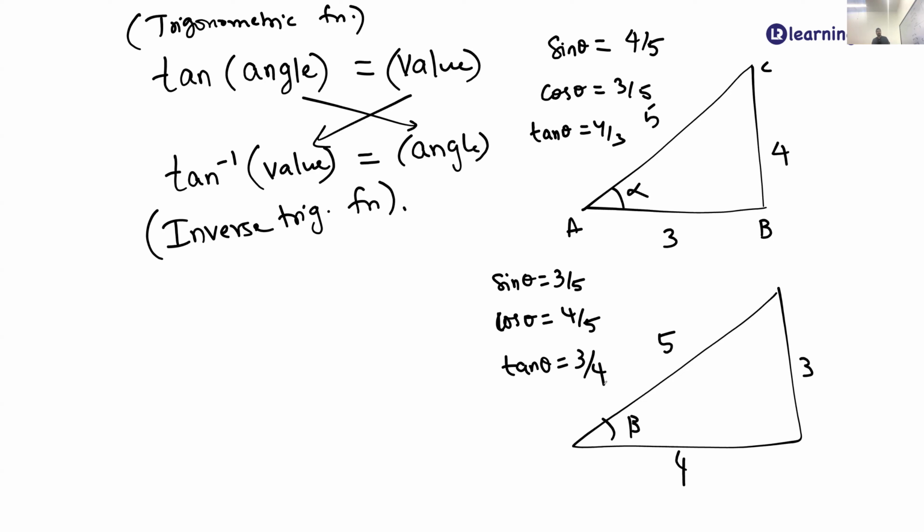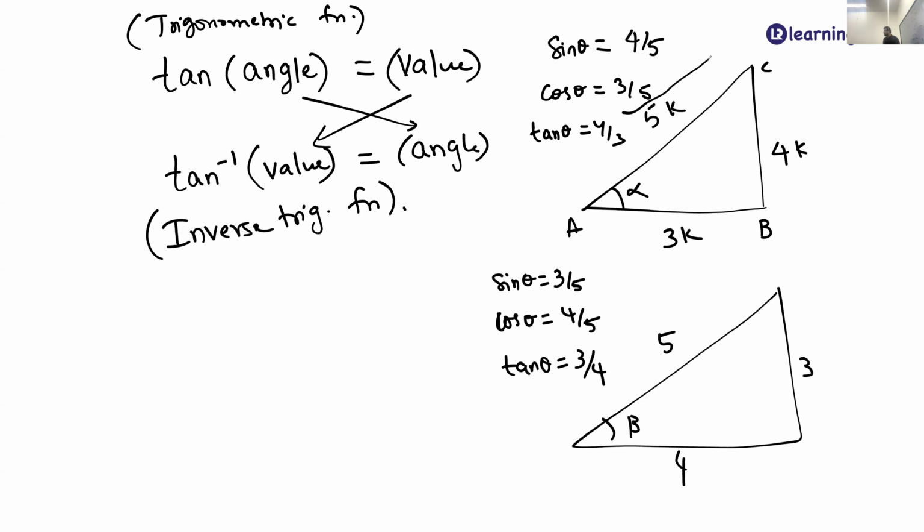Now, listen to this carefully. If you draw a triangle of 3 units, 4 units, and 5 units like this, they should be in the same proportion. To put it simply, 3K, 4K, and 5K. For example, if you take this to be 30 centimeters, this should be 40, this should be 50.